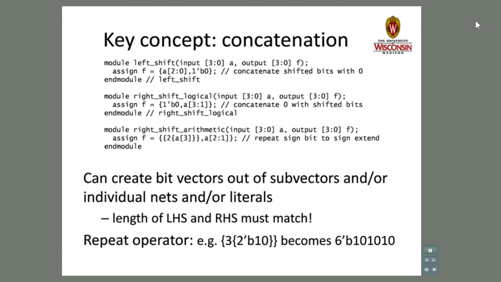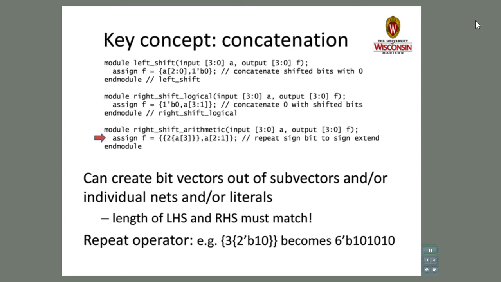Verilog also supports a powerful concept called concatenation, which allows us to construct vectors of bits out of some combination of subvectors, individual nets, and literals. The first example shows how to use concatenation to implement a left shift by 1. The leftmost bit is dropped since only bits 2 to 0 of A are used in the concatenation, while a literal 0 is appended to replace the least significant bit. The second example shows a right shift operation, which is very similar to left shift, except the least significant bit is dropped, and a 0 is inserted into the most significant bit.